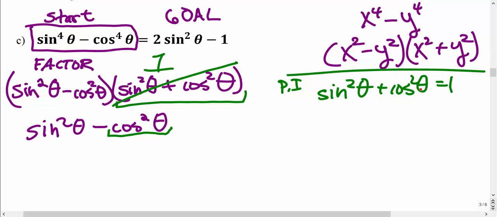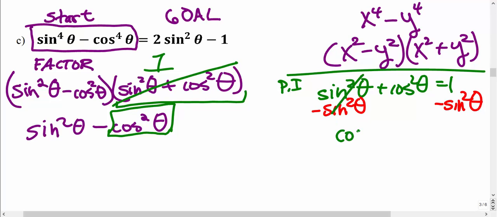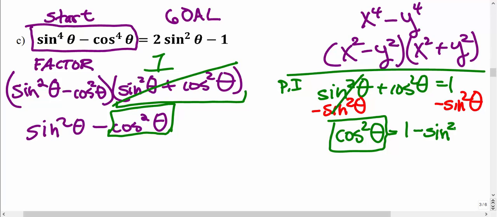Let's go back to this Pythagorean identity. And let's think about what would be equivalent to cosine squared theta within that identity. So we're going to rewrite our Pythagorean identity. Let's subtract sine squared theta from both sides. So that gives cosine squared theta equals, and that's what we want. We want cosine squared theta by itself on one side. We want to know what it's equivalent to. What is an equivalent expression to cosine squared theta?